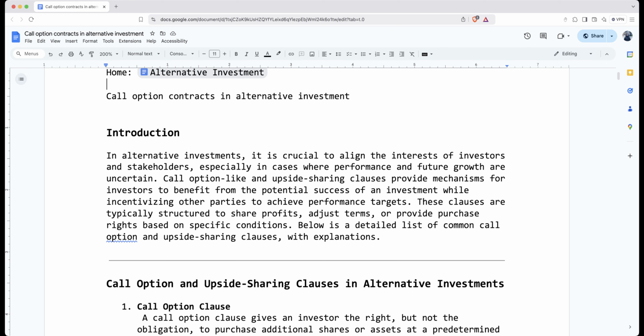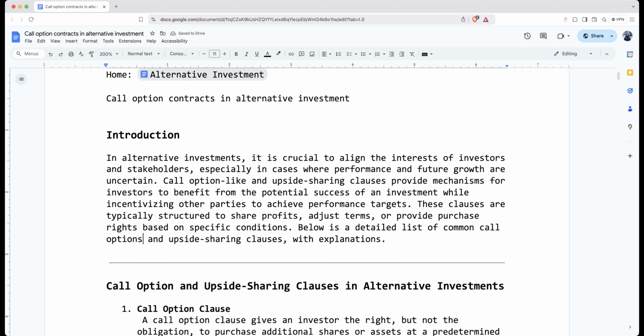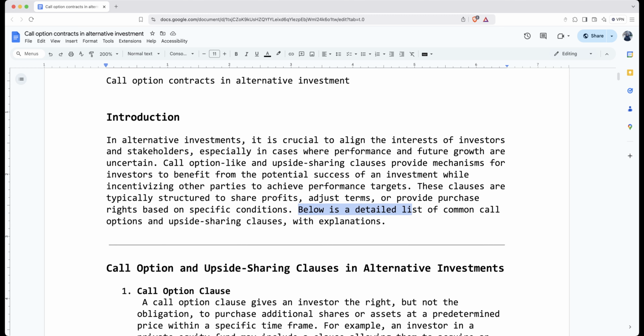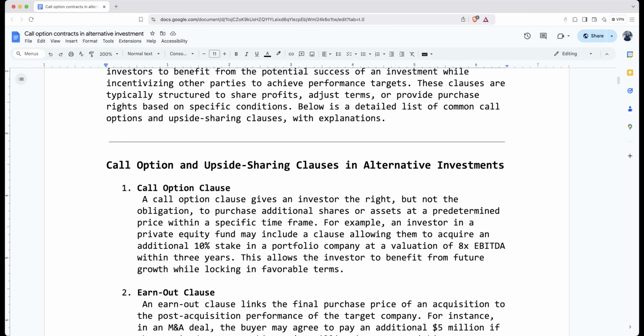So in call option or upside potential contracts, both parties, for example investors and entrepreneurs, and participating stakeholders, they all now share the same goal, to make the project better, to make the project succeed, because it is upside sharing. Now below is a detailed list of common call option and upside sharing clauses with explanations. Call option and upside sharing clauses in alternative investment.